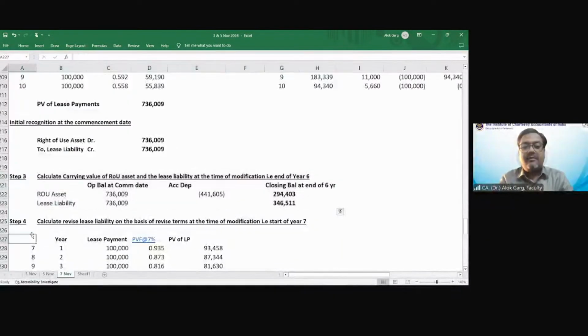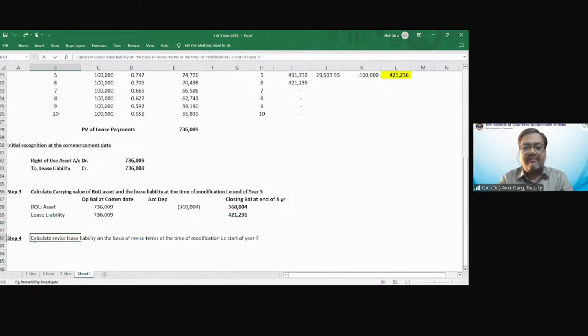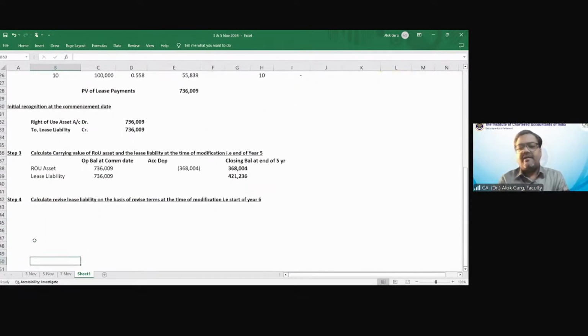For the remaining 5 years. Okay, so calculate revised lease liability on the basis of revised terms at the time of modification, correct? This is the step, right? Step number 4, calculate revised lease liability on the basis of revised terms at the time of modification, that is start of year 6. Year 5 has ended, that is start of year 6. So what will I do now? How do I calculate? I will calculate the present value of the revised lease payment of 95,000 at the rate of 7%.